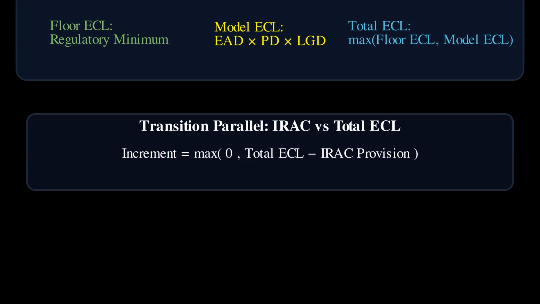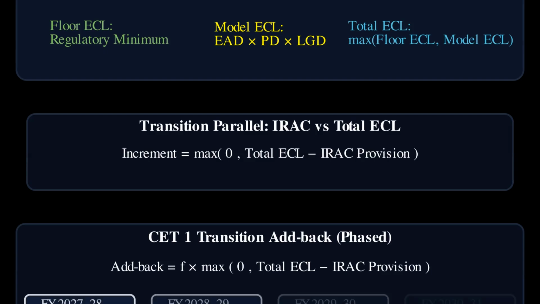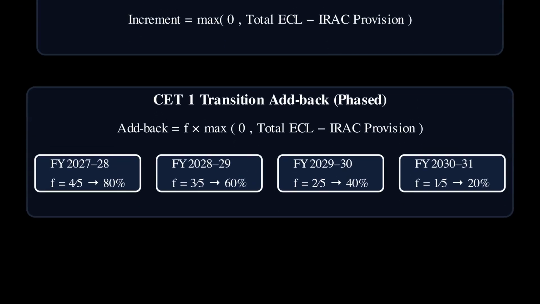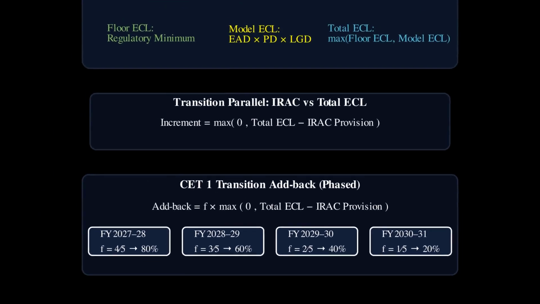Where total ECL exceeds the IRAC provision, the incremental difference may be phased into common equity tier 1 capital. Banks may add back a portion of this incremental amount to CET1 capital on a phased basis, 80, 60, 40 and 20% over 4 years from 2027 to 2031.